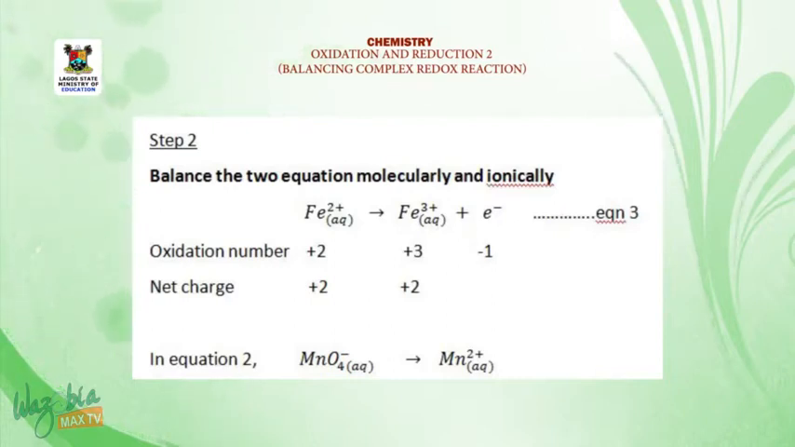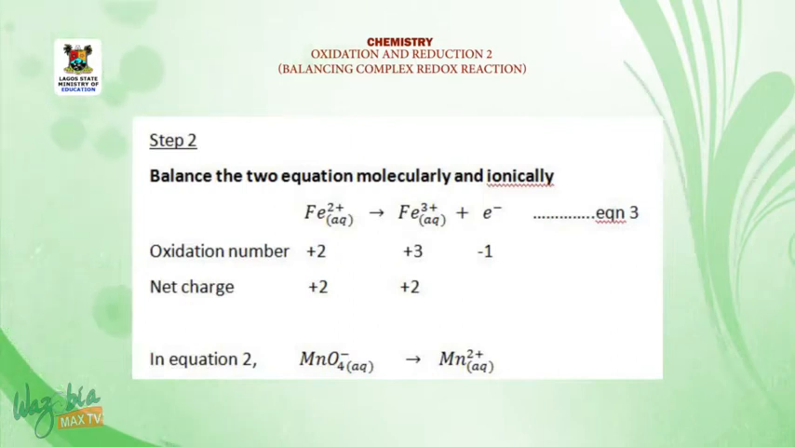Now, for Fe2+ going to Fe3+, since we have one atom each, we have one atom of iron on the reactant side and one atom of iron on the product side. Now, the oxidation number is plus 2 and for Fe3+ is plus 3. So, we need to add an electron to balance it up so that the net charge will be plus 2 on the reactant side and plus 2 on the product side.